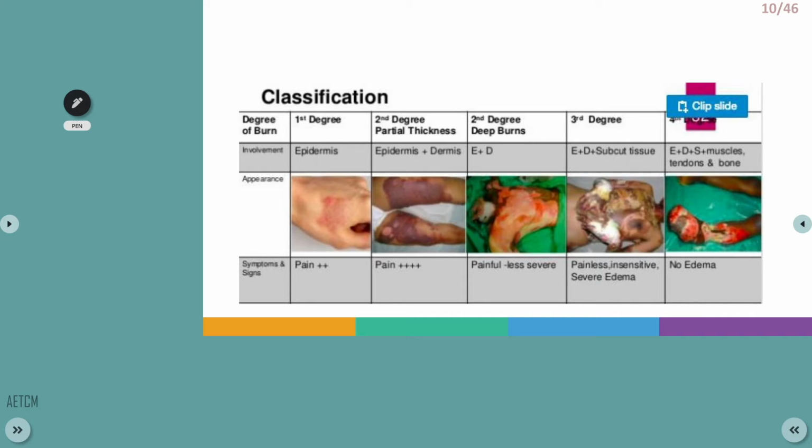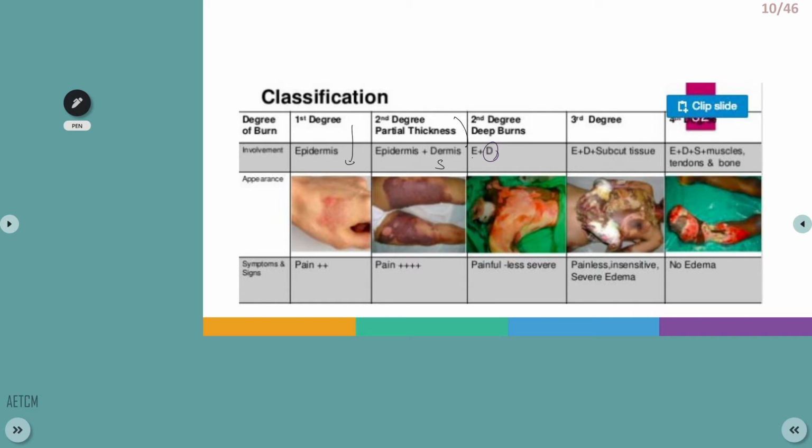So these are the images based on the classification. We discuss the first degree, which involves the epidermis. Second degree partial thickness involves the epidermis and superficial dermis. And second degree deep burns involve the epidermis and the entire dermis.